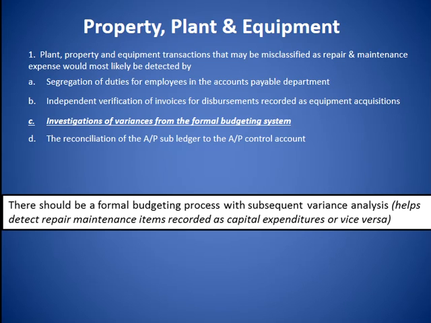Okay, the answer to number 1: plant, property, and equipment transactions that may be misclassified as repair and maintenance expense would most likely be detected by, and the answer is C, investigations of variances from the formal budgeting system. And again, as I mentioned in the previous slide, there should be a formal budgeting process with subsequent variance analysis, which helps detect repair and maintenance items recorded as capital expenditures or vice versa.